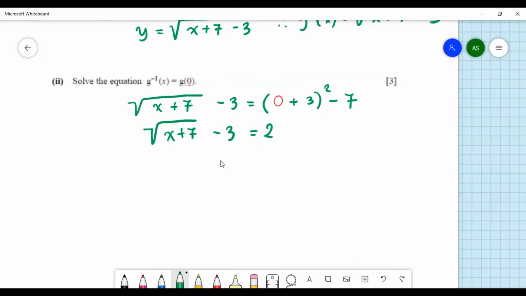So therefore, finding x algebraically, we have to manipulate the equation. This will give us a 5, removing the square roots by taking the square of your equation, and that will give us x plus 7 is 25. So therefore, x is equal to 18.